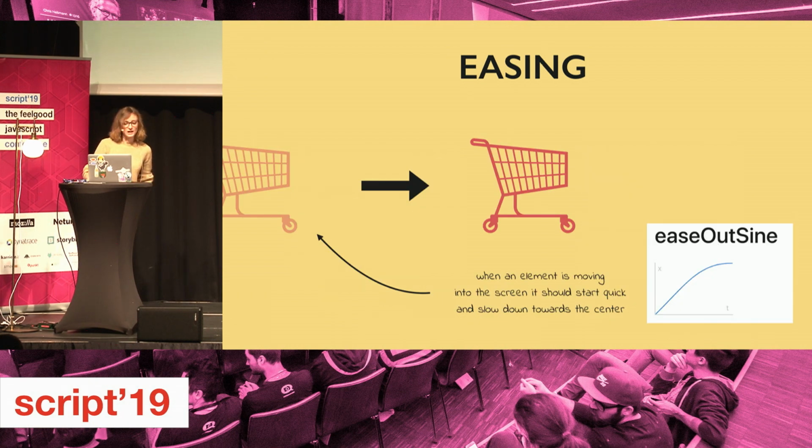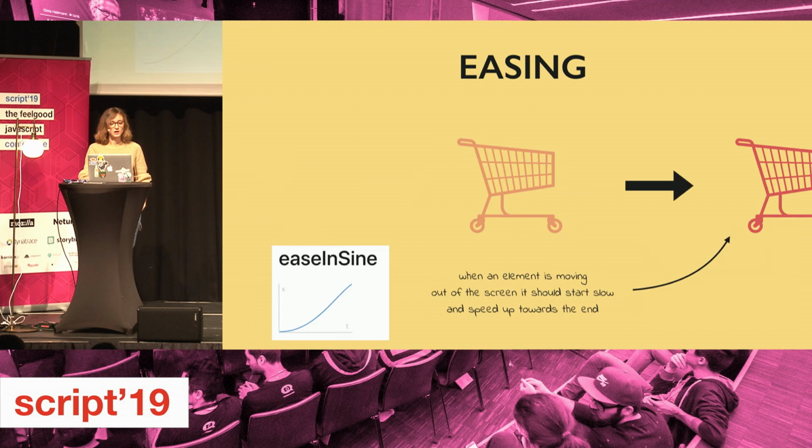And when we animate elements in, so from outside of the screen into the screen, we should pick an easing that starts quick and slows down towards the end when it's there on the screen. So an ease out sine would maybe be a good easing to choose. And when something is leaving the screen, it should start slow and then get quicker towards the end, so it leaves quicker in the end. So an ease in sine might be the right choice.